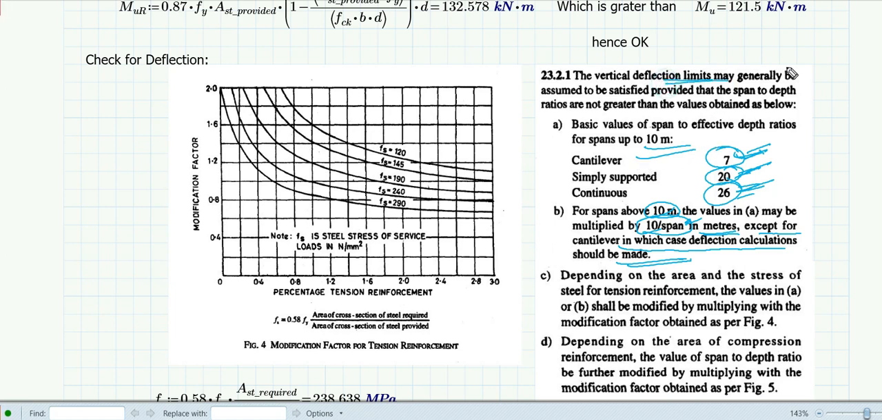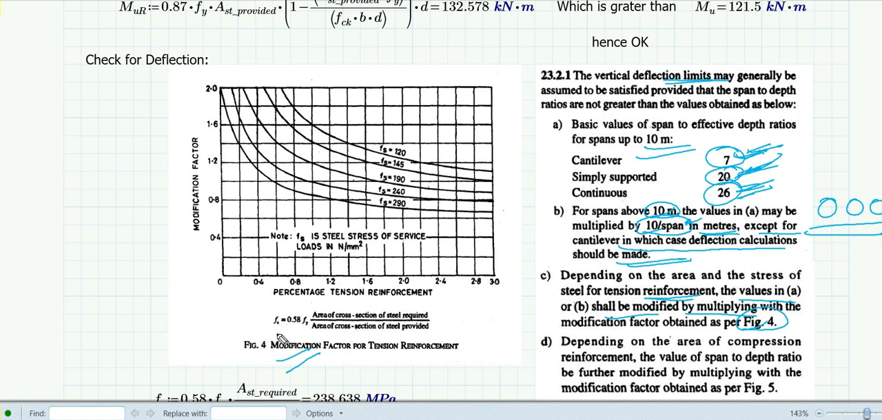That modified coefficient can be used to take care of the deflection limits. Another clause that's mentioned is C. Depending upon the area of the stress of the steel of tension reinforcement, the values of A and B shall be modified. So depending upon the area of the steel in the tension reinforcement, you can modify these values 7, 20 and 26 as per figure 4. So this is figure 4. The idea is that if you give more reinforcement, it will reduce the deflection. Depending upon the amount of steel that you have provided, you can reduce the deflection.